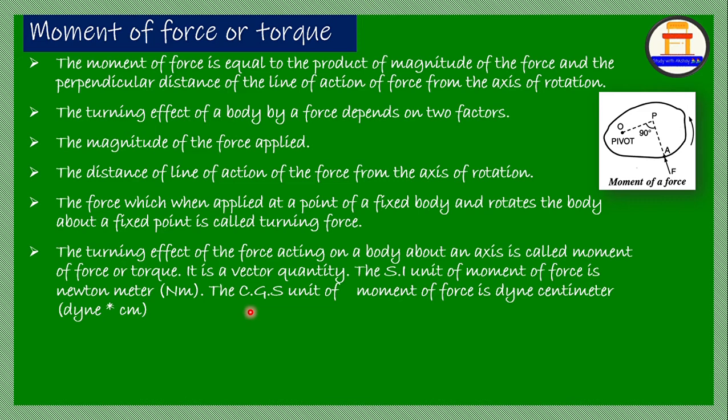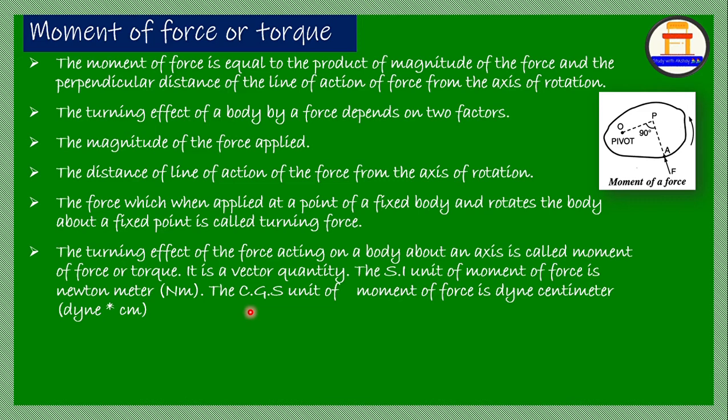So many such reasons might be asked. Why is the SI unit of moment of force Newton meter and not joules? Because moment of force is a vector quantity. It is force into displacement, so it has a particular direction. So it is not joules, it is Newton meter. You are supposed to write it this way.